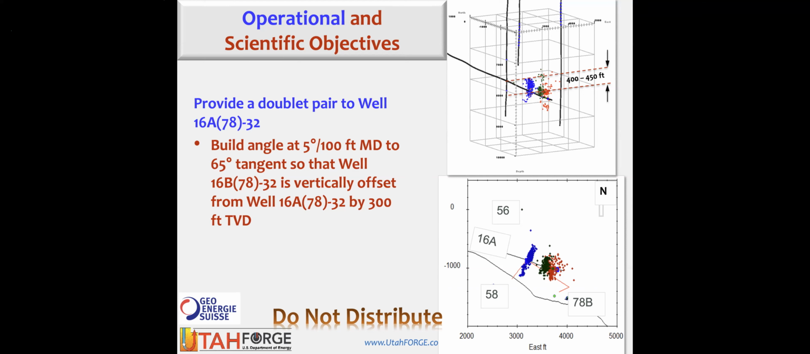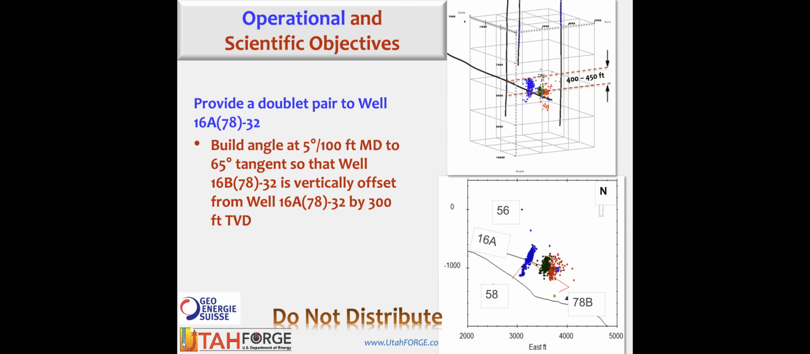So the point I want to make with this slide is 16B will be built essentially to mirror 16A, but it'll be some distance above, vertically offset by some distance. And that distance is something I'd like to talk about with this group here today. What you're seeing here in this image are preliminary, and you notice this is do not distribute. This is preliminary provisional data.